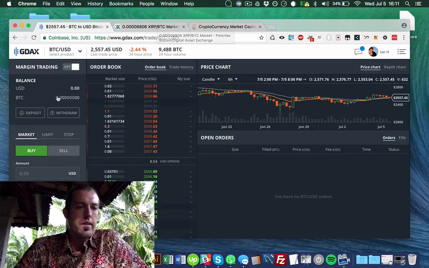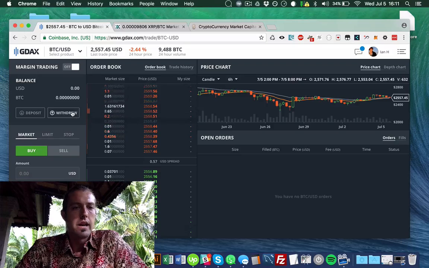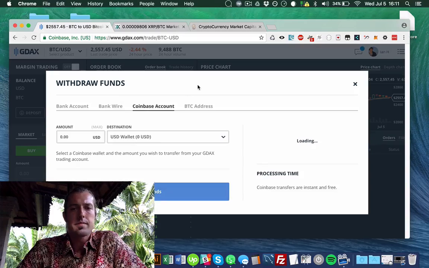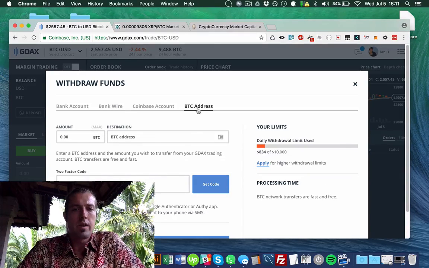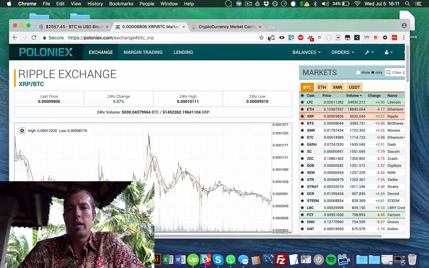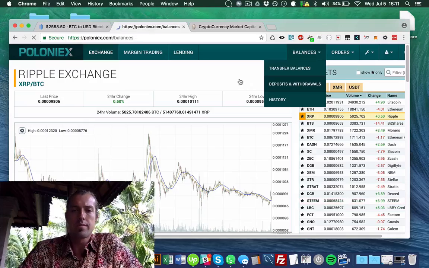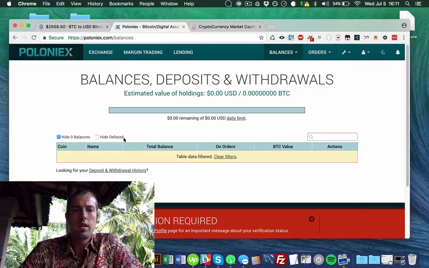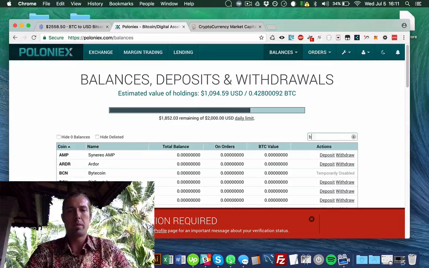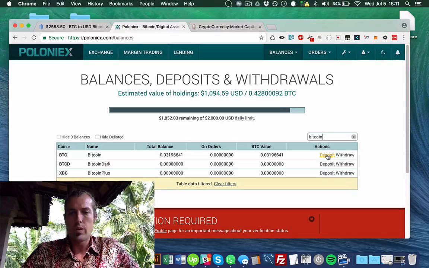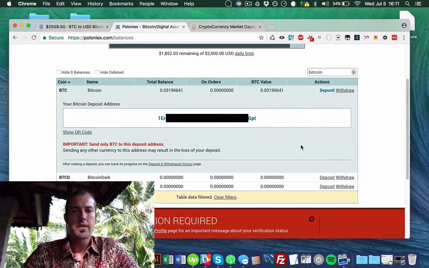So what you're going to do is, I don't have any Bitcoin in here right now, but just pretend that I did. You're going to go to withdraw, and then we're going to go to Bitcoin address, and then we're going to go over to Poloniex. You have to sign up on here, sign in, and then go to balances, deposits, and withdrawals. Type in Bitcoin, make sure it's Bitcoin and not these other ones. And then we want to deposit. So we're going to go deposit.